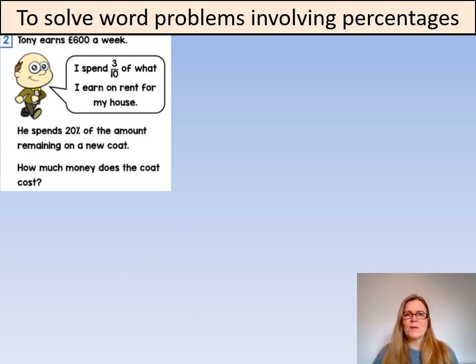Tony earns £600 a week. He spends 3/10 of what he earns on rent for his house. He spends 20% of the amount remaining on a new coat. How much money does the coat cost?